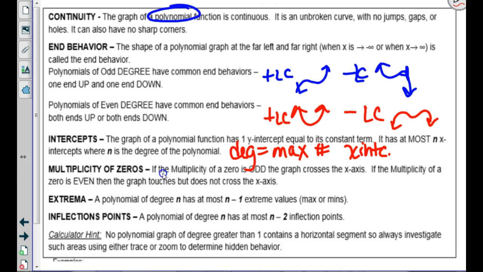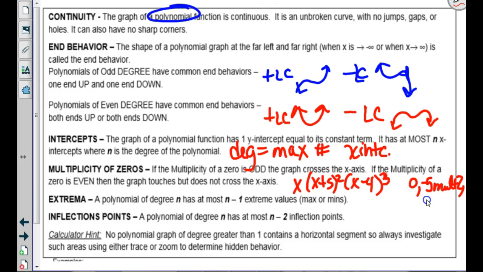Okay, multiplicity of zeros. When we have something like this, the multiplicities of the zeros are the fact that this has a 0 at 0, multiplicity 1, 0 at -5, multiplicity what? -5 would be a 0 of multiplicity 2, because the exponent on that 0 is 2.